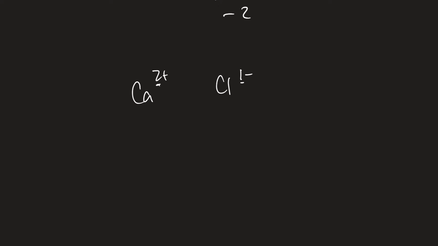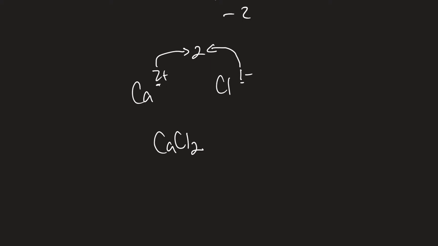Okay, it's back in the day with middle school math, right? So the least common multiple between 2 and 1 is 2. How many times does 2 go into 2? Well, 2 only goes into 2 once, so I'm going to write Ca1. How many times does 1 go into 2? Well, 1 goes into 2 twice, so it's Cl2. So that's another way you could do this.